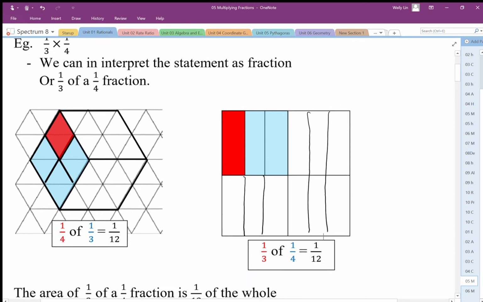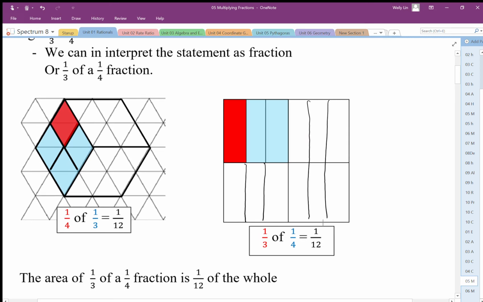We could also look at it slightly differently, and we can say that this is 1/4 of a 1/3 fraction. If we take a look at a 1/3 fraction, the hexagon here that's outlined represents the whole. So 1/3 of that hexagon would be the blue and red area here. So this is a 1/3 fraction, and we want 1/4 of that 1/3 fraction. If I chop up that 1/3 fraction into 4 equal parts, I will get that red piece in there.